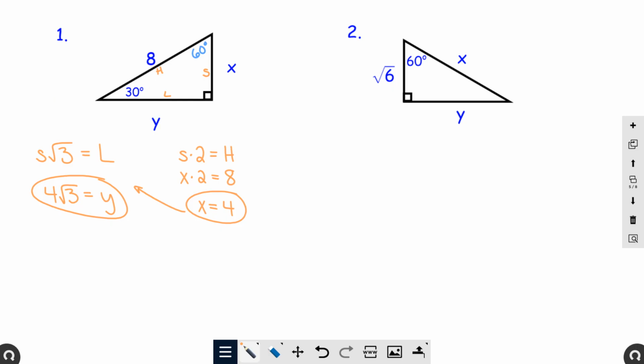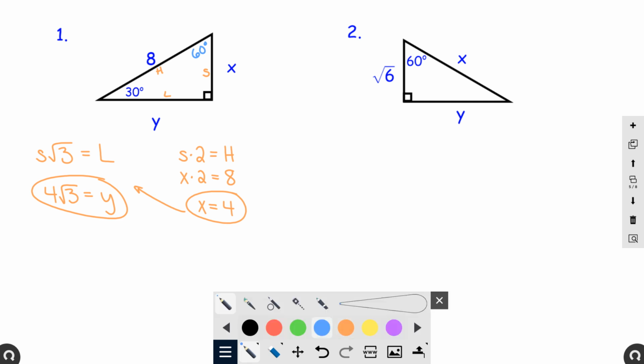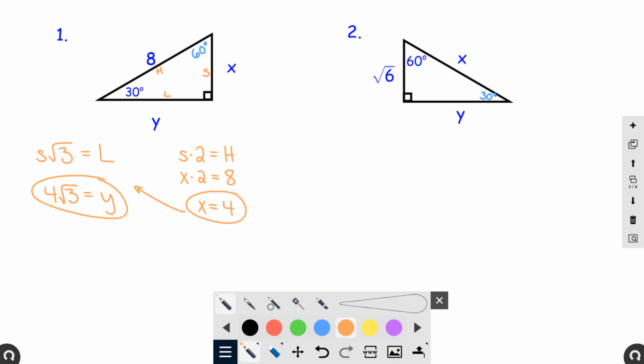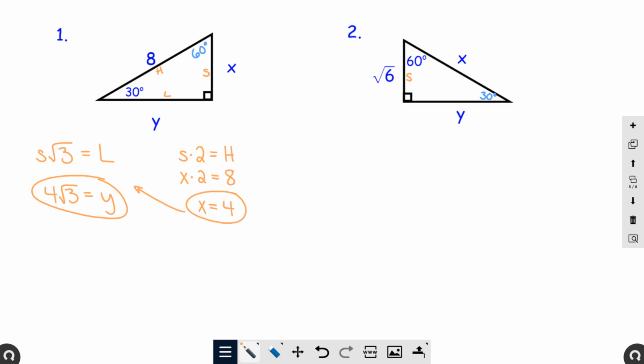Now, before you get started, finish labeling your angles and your sides. I have the 60 and 90, so my missing angle must be 30. What is my short leg? Square root of 6. What's my long leg? And what's my hypotenuse? Okay, then we write down our formulas. Short leg times the square root of 3 is the long leg. And short leg, multiply it by 2 is your hypotenuse.